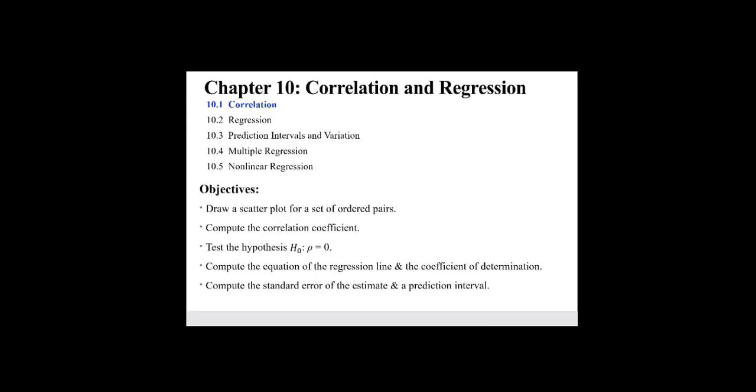Next topic we're going to look at is correlation and regression, starting with the first topic, correlation. And we're going to look at drawing a scatter plot, calculating the correlation coefficient r, and testing the hypothesis H0, where the parameter is given by the Greek letter rho.